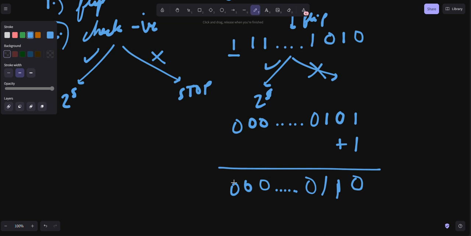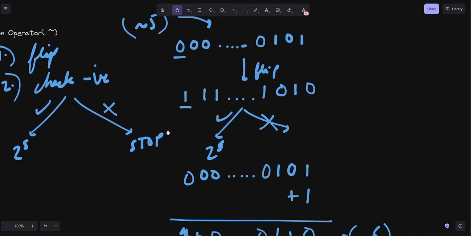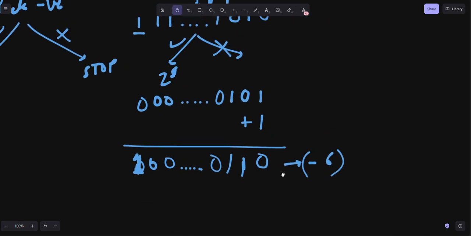This one will stay here, because we are adding one. This one will get carried here. So we get 1 1 0 1, and this will give us -6. So basically you can say that when 5 is negated, it is giving us -6.